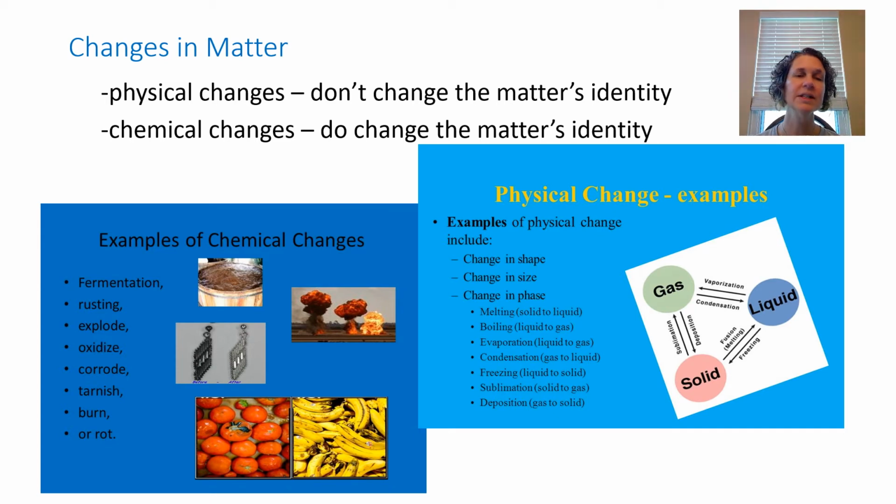If you ferment, if something rusts or oxidizes, burns, all those kinds of things are chemical change. For us, for instance, digestion is a chemical change. You break down that substance that you have eaten into a totally different thing, and you're not getting it back.